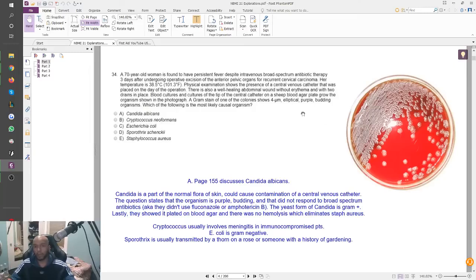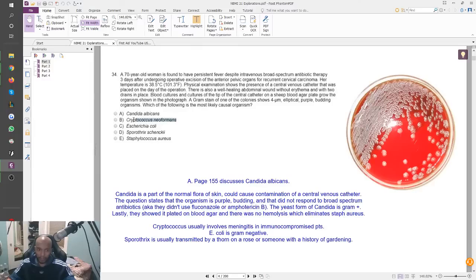So they described budding, they described sheep blood agar, they described the fact that she's been on broad-spectrum antibiotic therapy, which really means that it's very unlikely she might be infected by a bacteria, right? And she had indwelling catheters. She's very, very old, so her immune system isn't exactly what it used to be. You look at all your answer choices. Now, she doesn't have a UTI, so we can knock this out. The description of gram stain, they said is purple, which makes it gram positive, right? And E. coli is gram negative, so that also helps you knock that out.